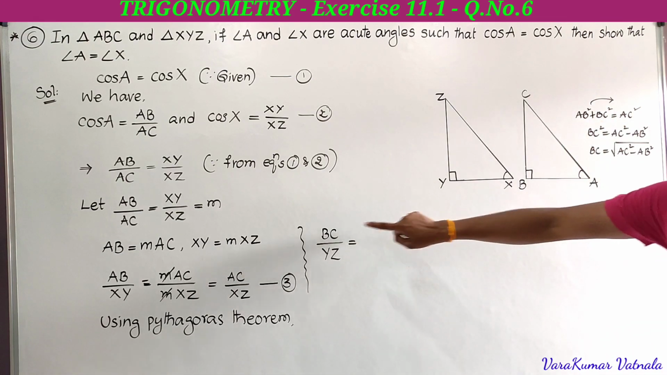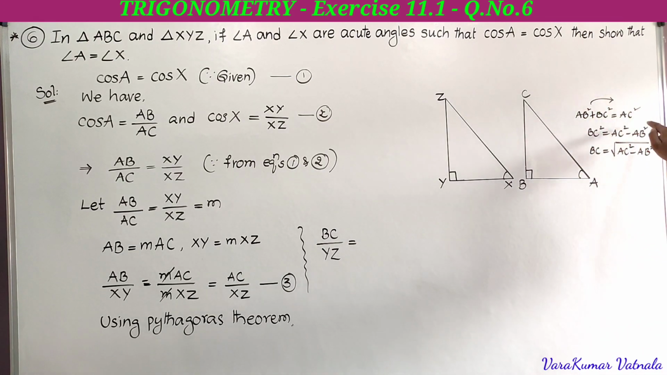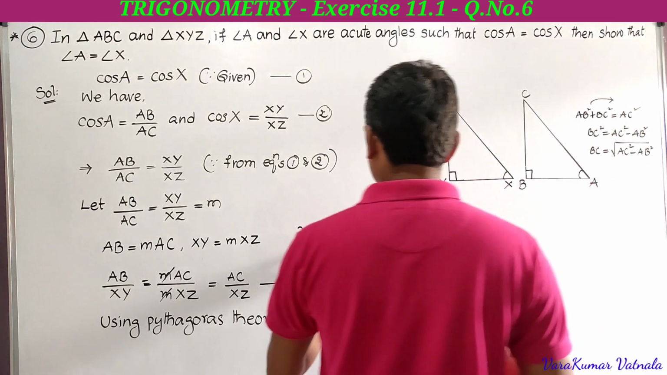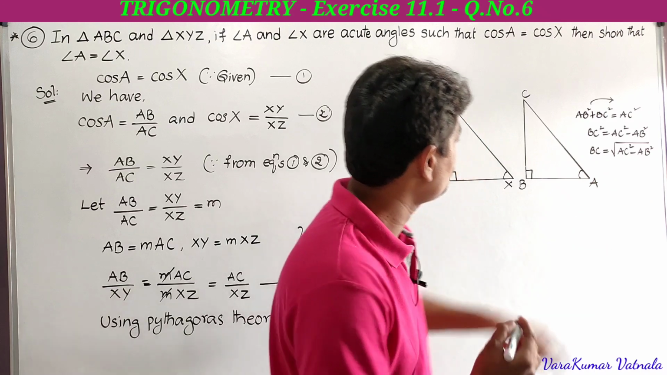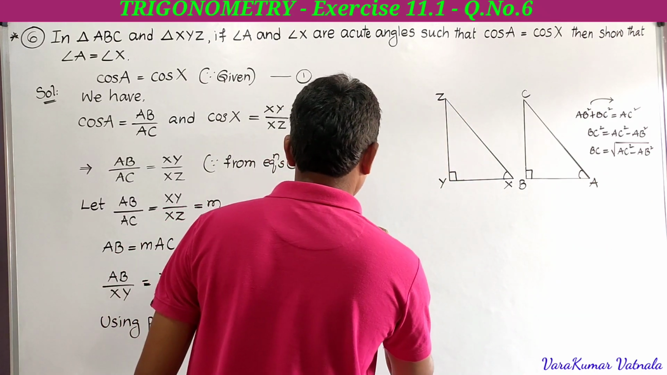So we require BC. Take AB square to the right side. So here BC square is equal to AC square minus AB square. So BC is equal to square root of AC square minus AB square. BC is equal to what? Square root of AC square minus AB square. So instead of BC I am writing square root of AC square minus AB square.